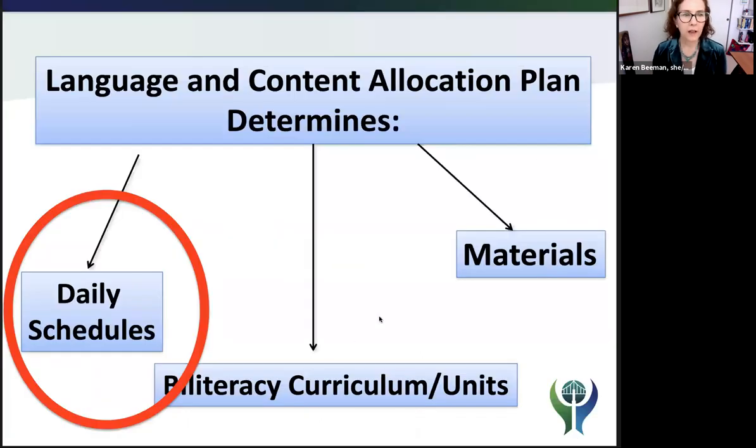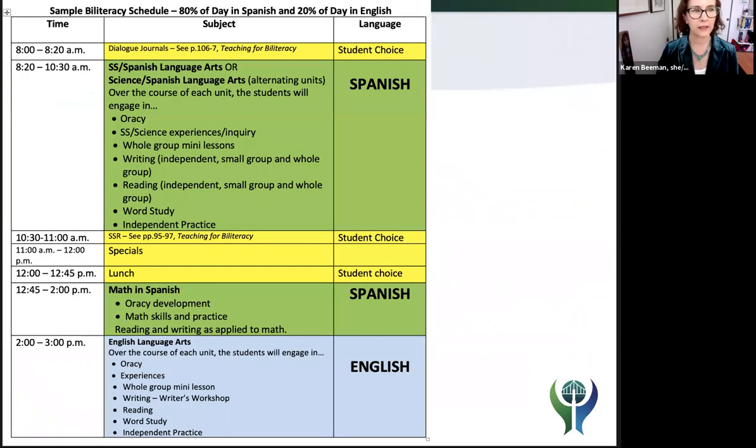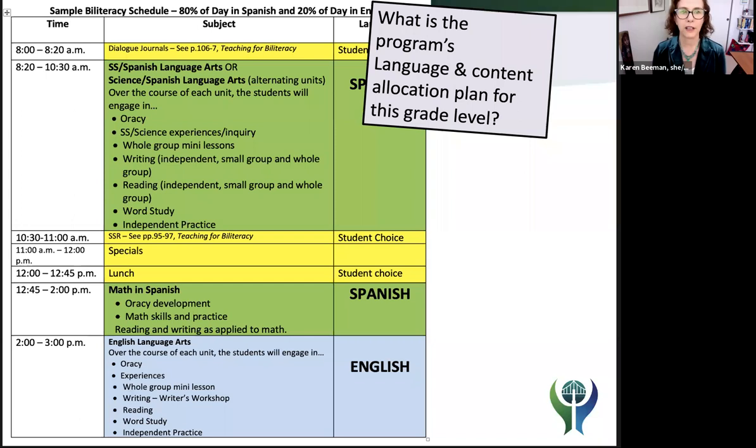So if you think of the language and content allocation plan determining the schedules, let's just play with this one. Take a look at this schedule and just think to yourself, what is the language and content allocation plan?